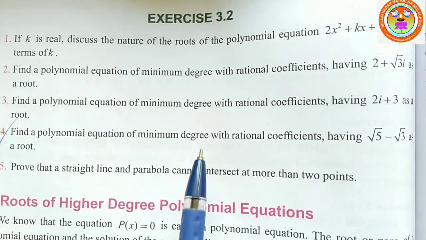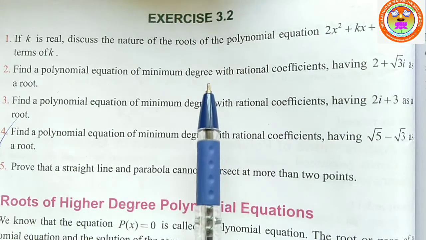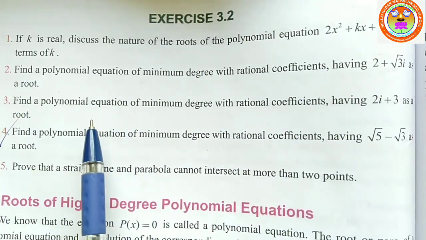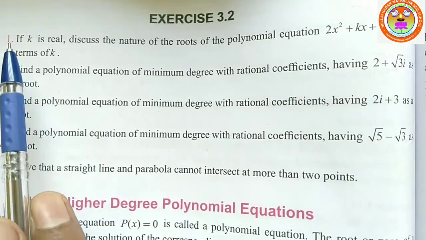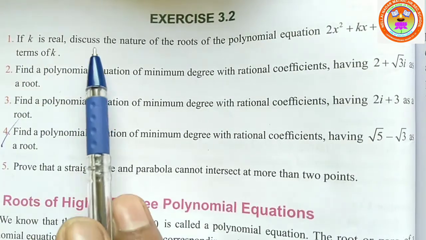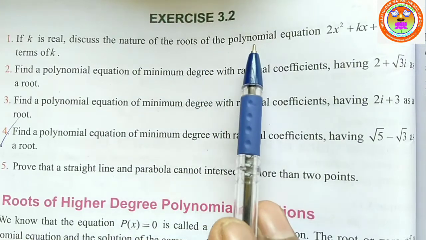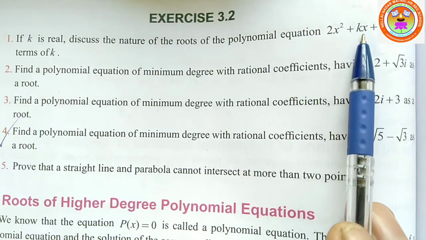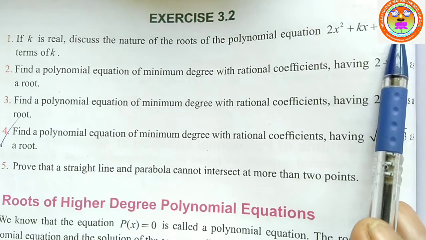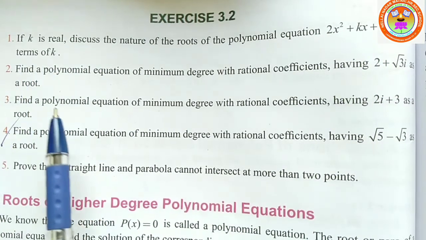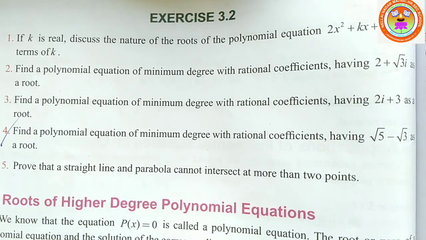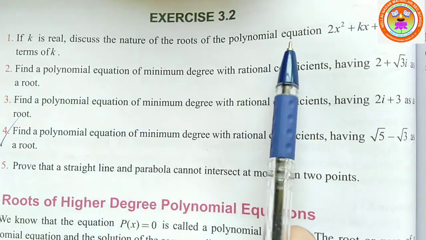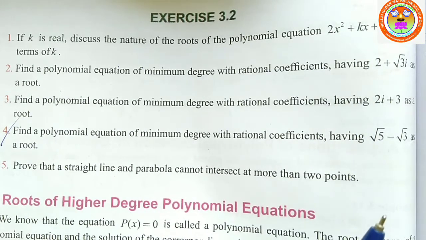Okay, students. Now we can move on to exercise 3.2. The first question. See the question. If k is real, discuss the nature of roots of the polynomial equation 2x square plus kx plus k equal to 0 in terms of k. So we have to discuss the nature of the roots of this equation.